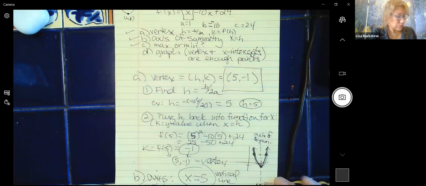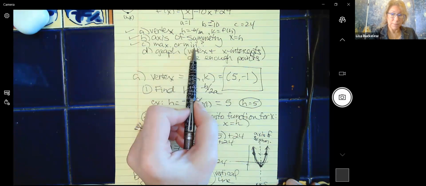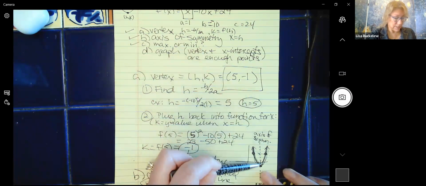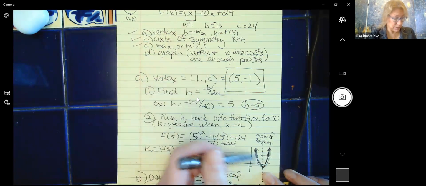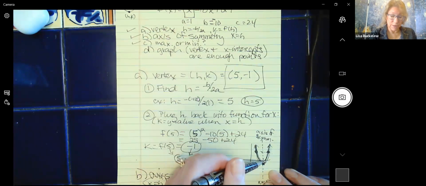Now, we can also answer this question before we do any graphing. Is the vertex going to represent a maximum or a minimum? Well, we've got a little idea now. We know it's (5, -1). So we know the vertex is below the x-axis. We know that it opens upward because it's positive. So yes, it's going to have a minimum value, which will be what the vertex is.